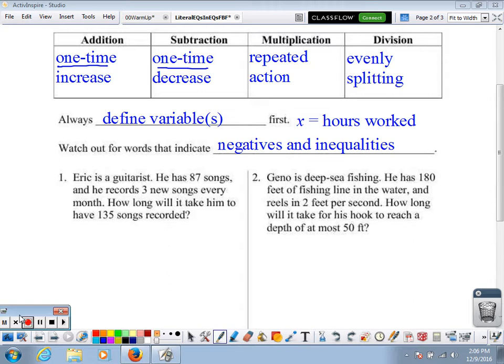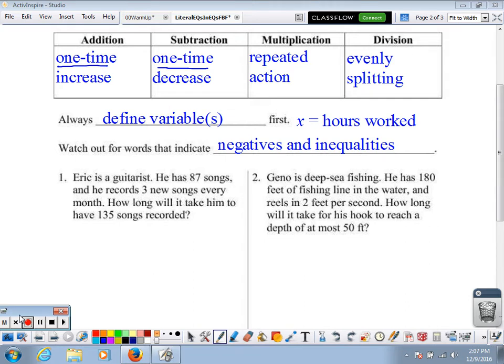Some words we might see that might mean inequality rather than equation. If they flat out say less than or equal to, what else might indicate that we're using an inequality? At least, or at most, or no more than, or no less than. Any of those phrases would imply that we're using an inequality.